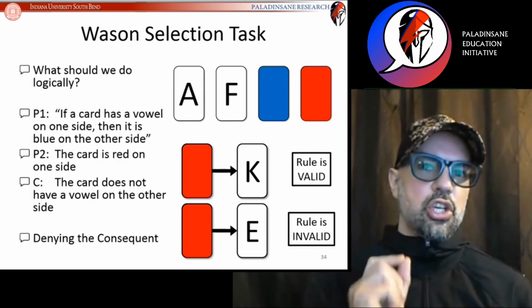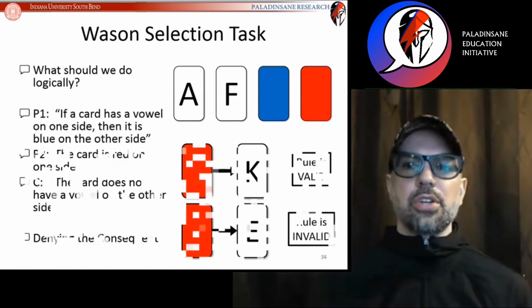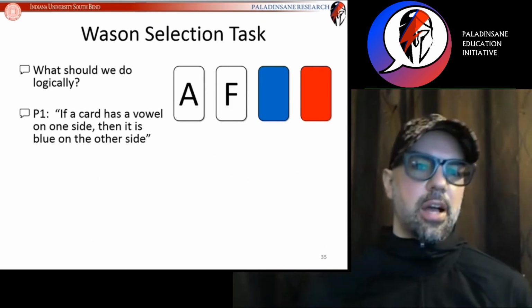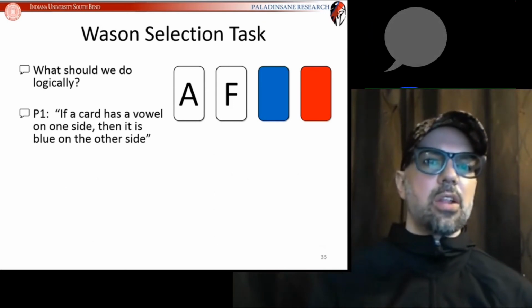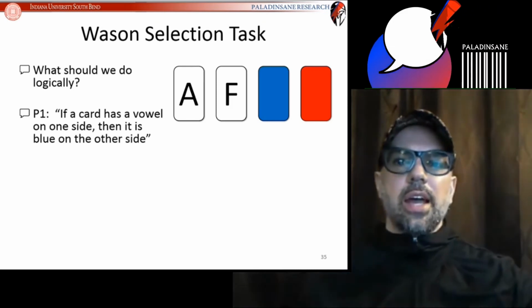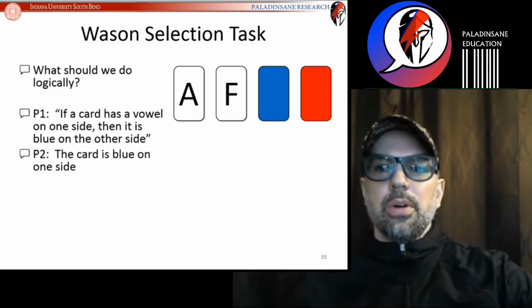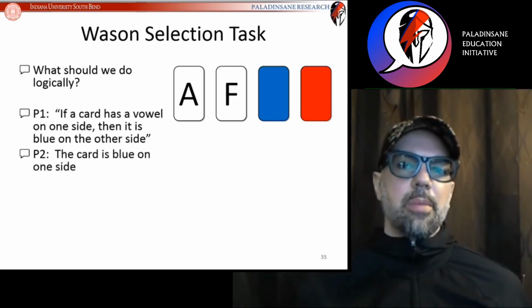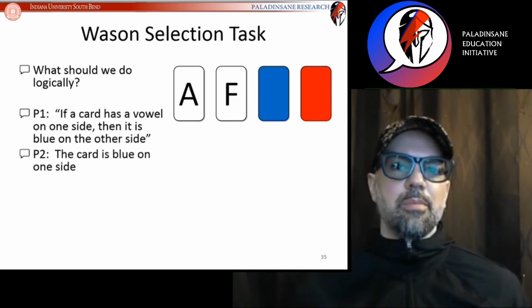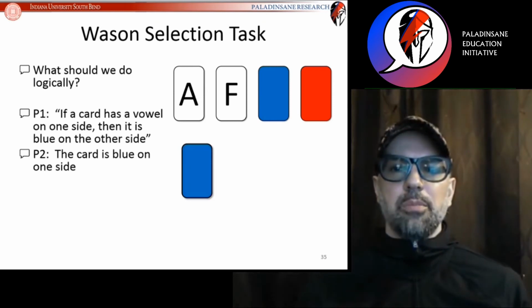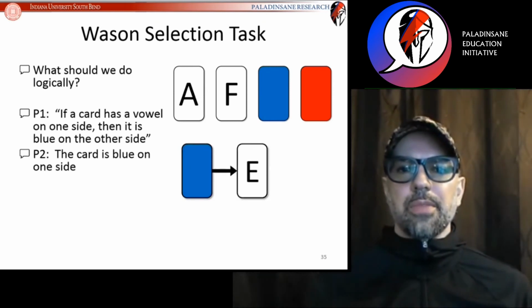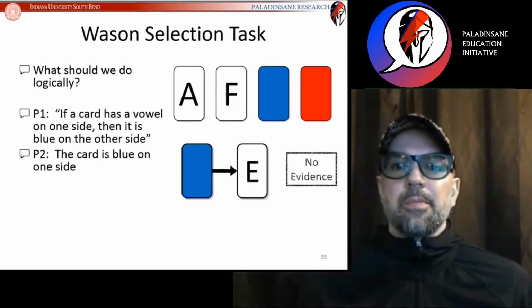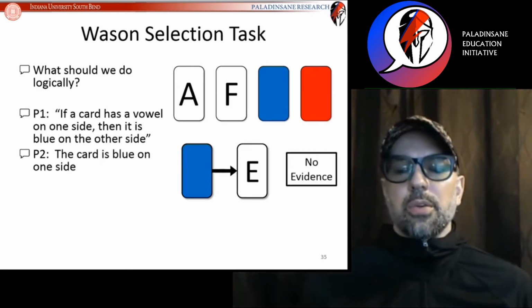What about the things that we shouldn't do? Well, the first one that we shouldn't do, we're going to take a look at. This is affirming the consequent. So if a card has a vowel on one side, then it is blue on the other side. The card is blue on one side. So this is premise number 2. And remember that this is an invalid argument, because if we have blue on one side and we flip it over and the other side is a vowel, that's fine, right? That's within the laws of the rule.